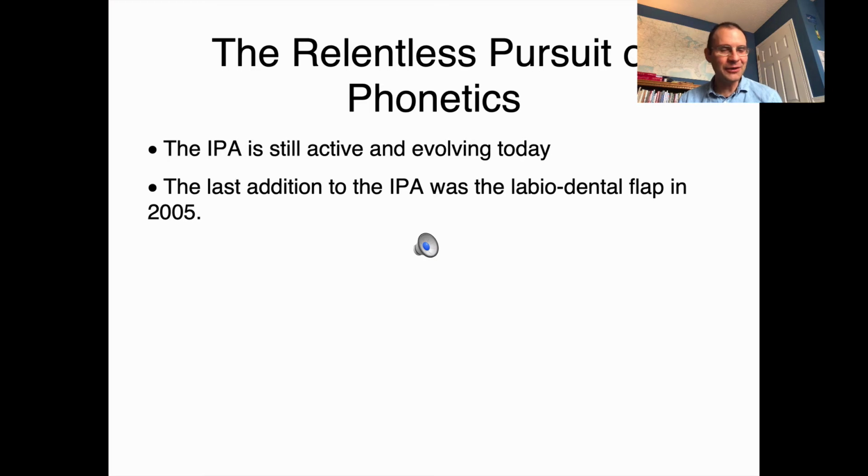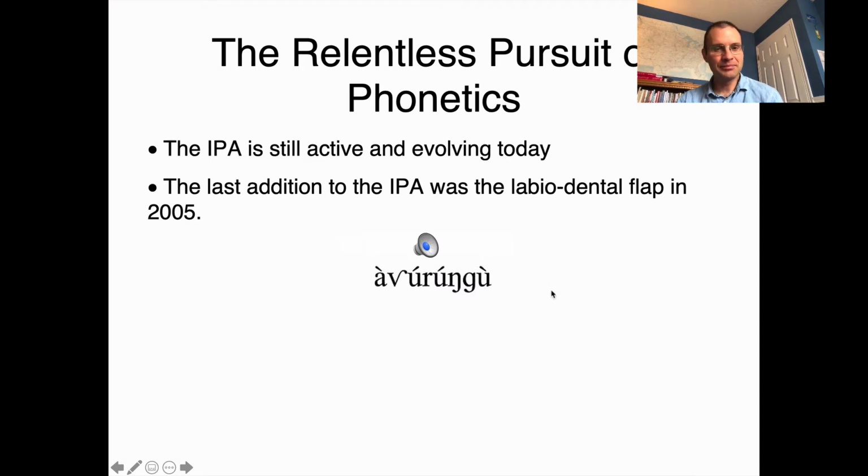But at those meetings, or in general, the IPA association has to make decisions about the IPA alphabet itself. So you can still add new symbols to the IPA if it's deemed necessary or worthy. And the last addition to the IPA was a sound called the labiodental flap in 2005, which for me is not that long ago. For you, it might be a while back. But this sound is represented with this symbol. It looks like a V with kind of a curly tail on the right-hand side.